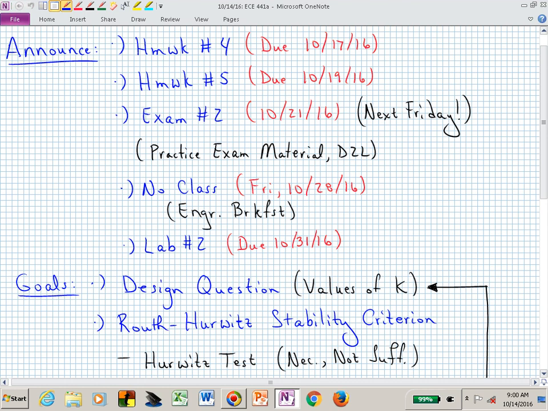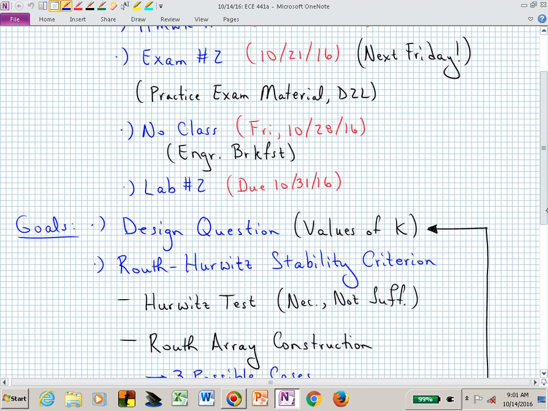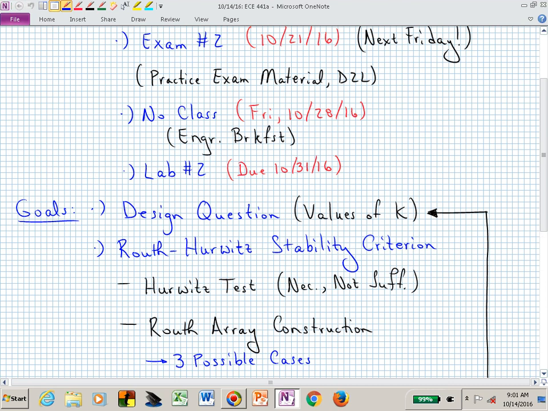The following Friday after the exam we won't have class. That's engineer's breakfast, that's homecoming week, and the following Monday after that is lab number 2. I did try to grade lab number 1, and I'm returning that, and if you're a distant student, I'll try to upload a scanned version of your graded lab number 1 to the Dropbox as feedback.